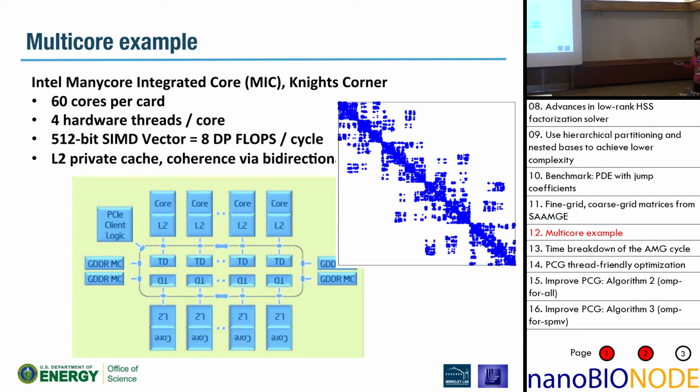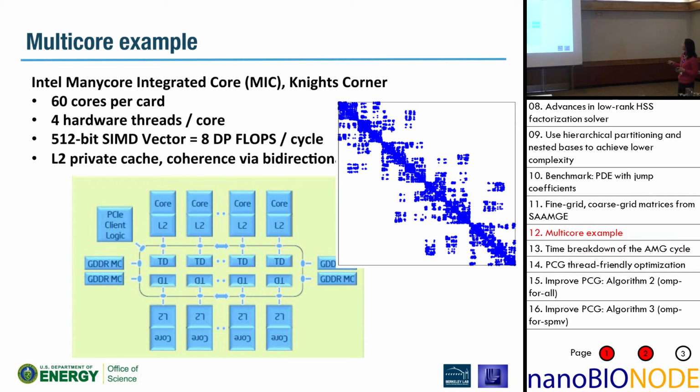Okay, so let's take a look at what kind of optimization we can do on this newer multi-core machine. This is the Knights Corner. The next generation will be Knights Landing, which will be even more complicated. Each card has 60 cores, connected by a bidirectional ring, and each core has an L2 cache. The trouble here is that the L2 cache is physically private, but the caches are kept coherent using this bidirectional ring.